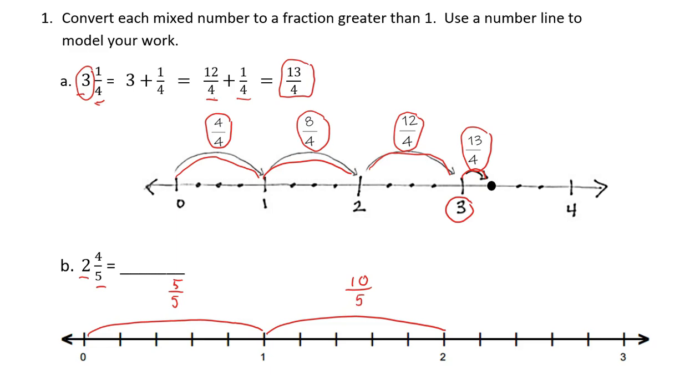And now I have to hop what is shown by the fraction of 4 fifths. So I'll count over 4 spaces and make that hop. And now altogether I have used 14 fifths. This tells me that 2 4/5 is the same thing as 14 fifths.